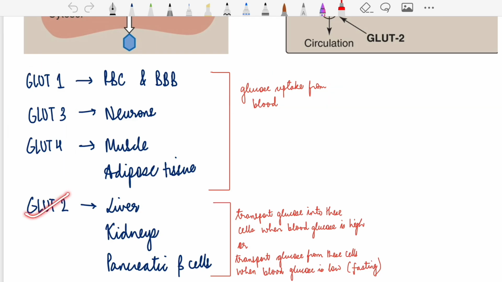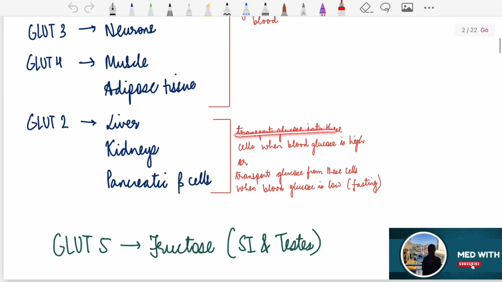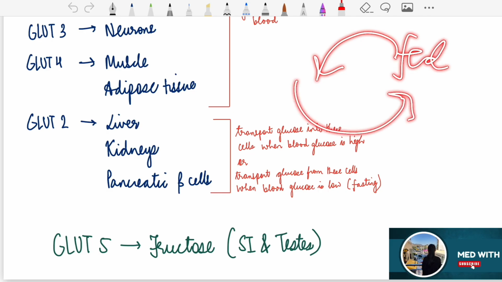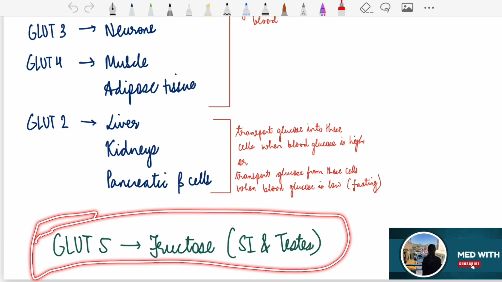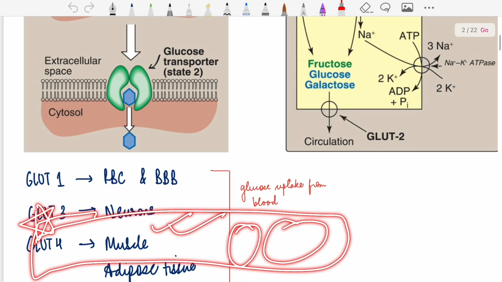Now coming to GLUT2. GLUT2 is found in liver, kidneys and pancreatic beta cells. It transports glucose into the cells when blood glucose is high, or transports glucose out of these cells when blood glucose is low. That is, in the fed state, what does it do? This is your liver and this is your blood. It transports glucose from the blood to the liver in the well-fed state, and in the fasting state, it does the opposite. GLUT5 is not for glucose, it is for fructose and it is found in the small intestine and testes. It is another important question.